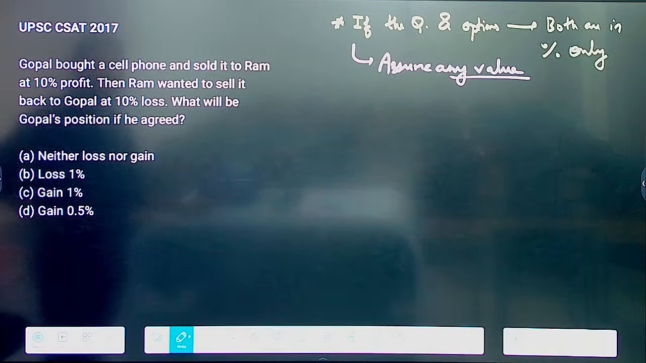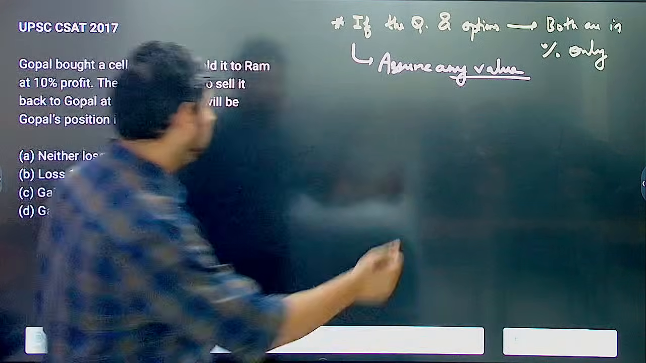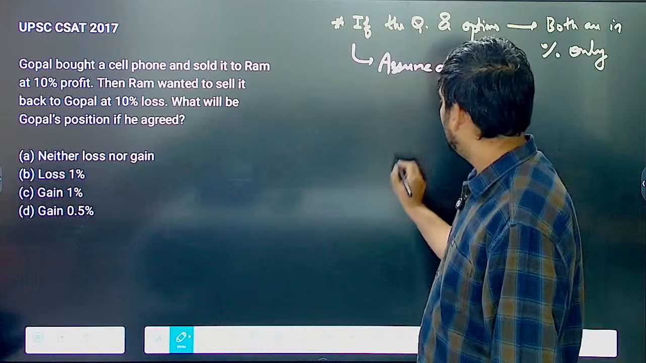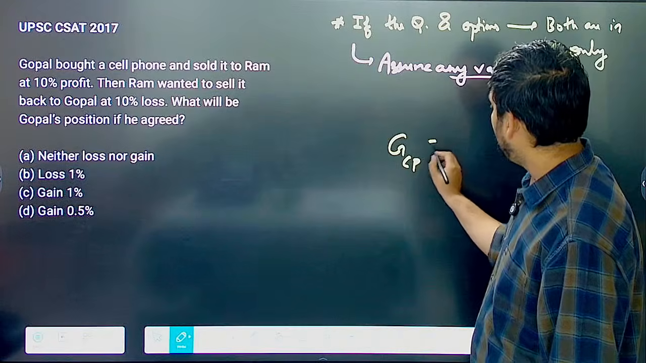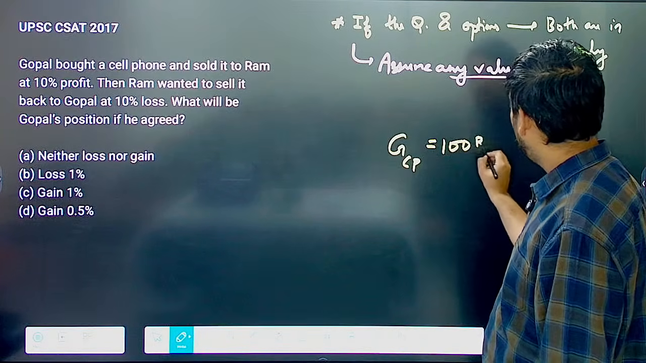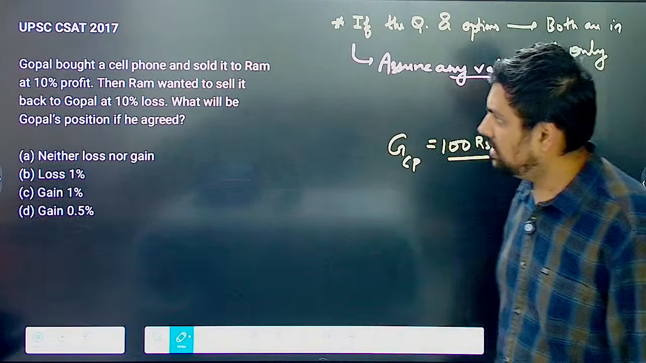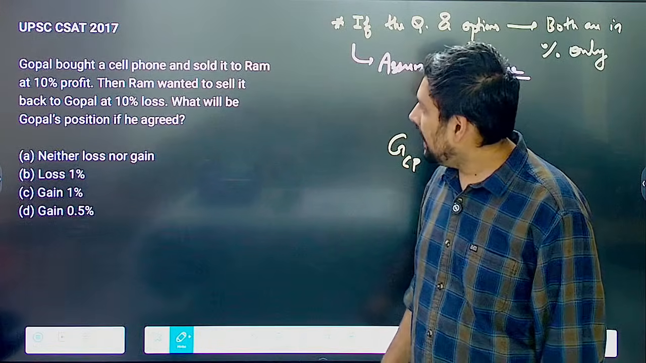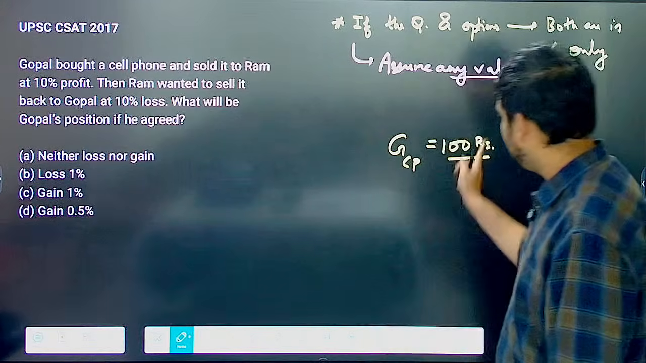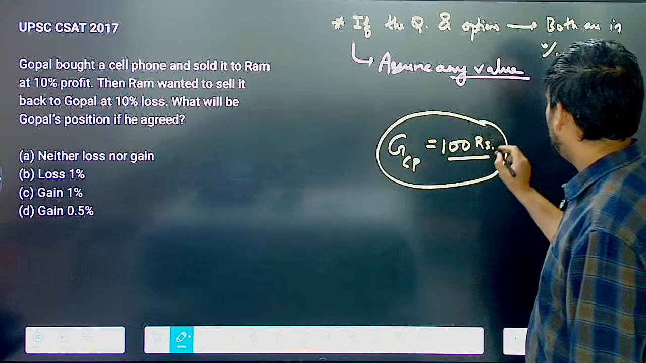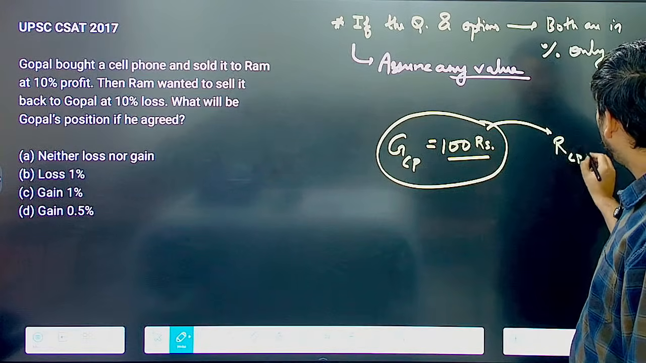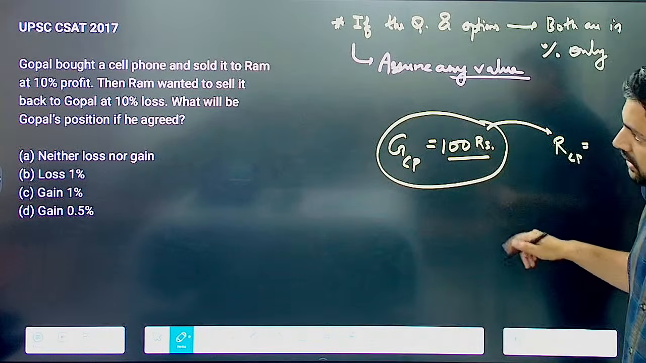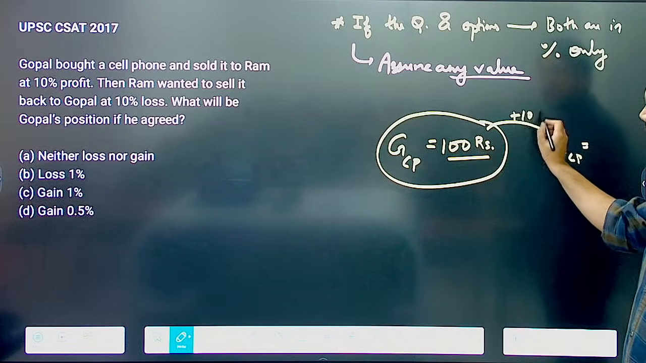So there is Gopal, he bought a cell phone and sold it to Ram at 10% profit. Okay, no problem. Let's say the cost price for Gopal, at which he bought it, is 100 rupees. Why can I assume this? Because the entire question is in percentage. Then he sold it to Ram. So the cost price for Ram, or selling price for Gopal, is 10% profit, so this is plus 10%.